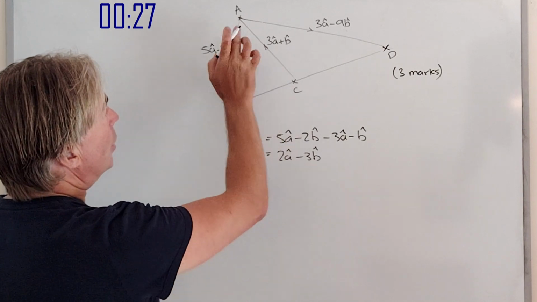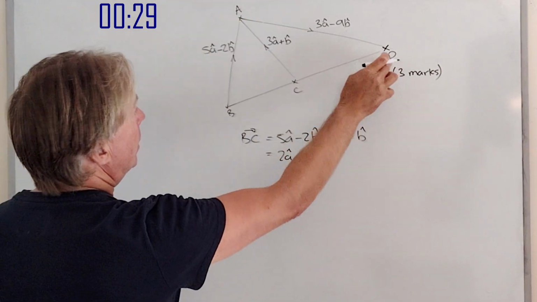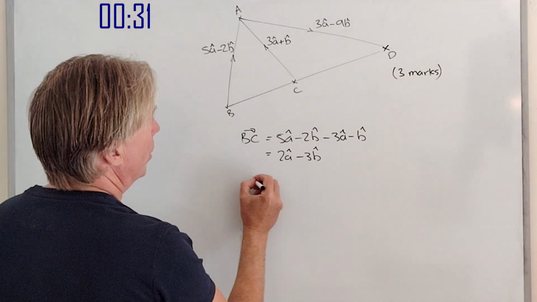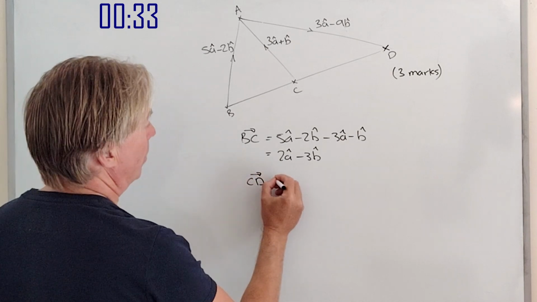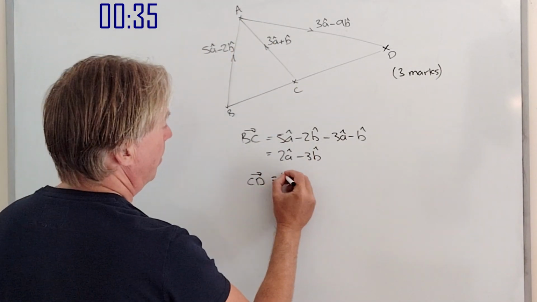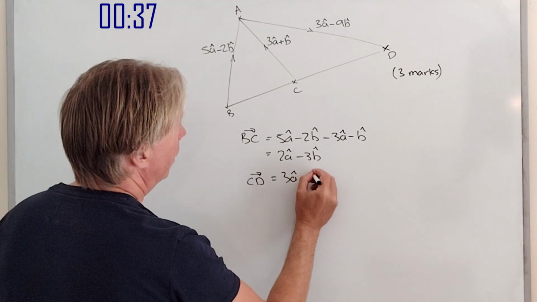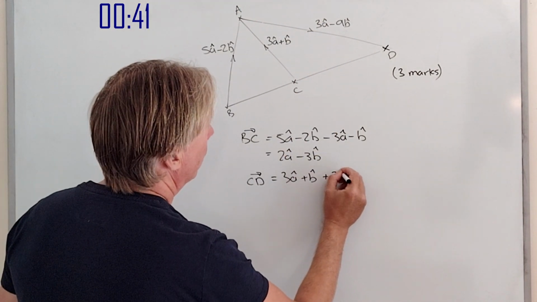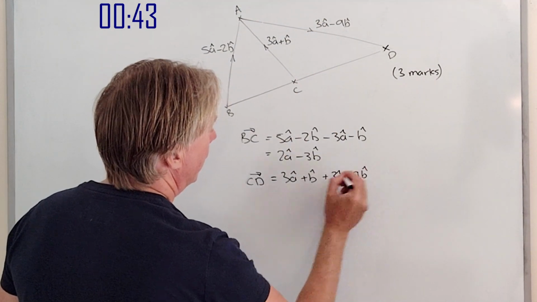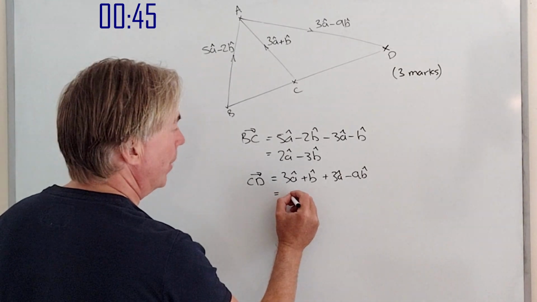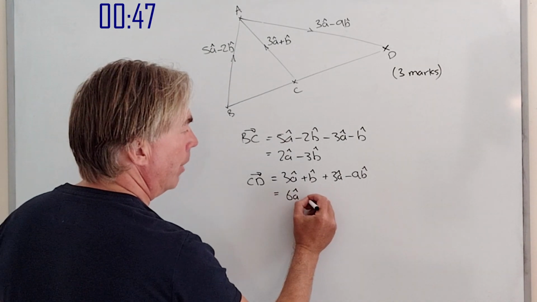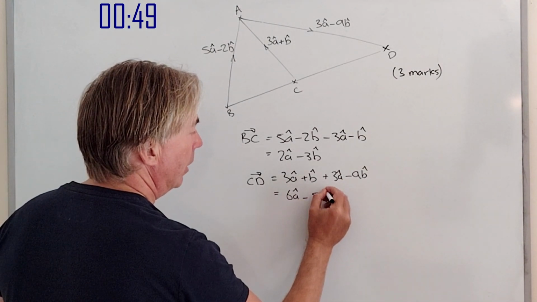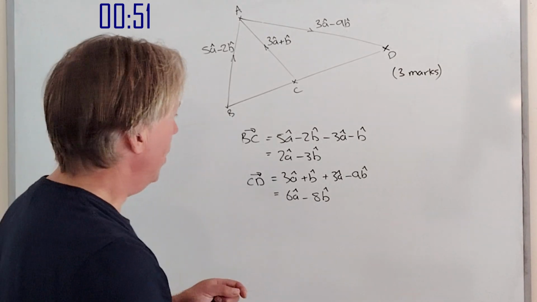Okay, and now we're looking to go from C to D via A. So C to D via A is going to be the same as 3A plus B. And then from A to D is adding our other vector, 3A minus 9B, which is going to give us 6A minus 8B. Okay, so are those two vectors parallel?